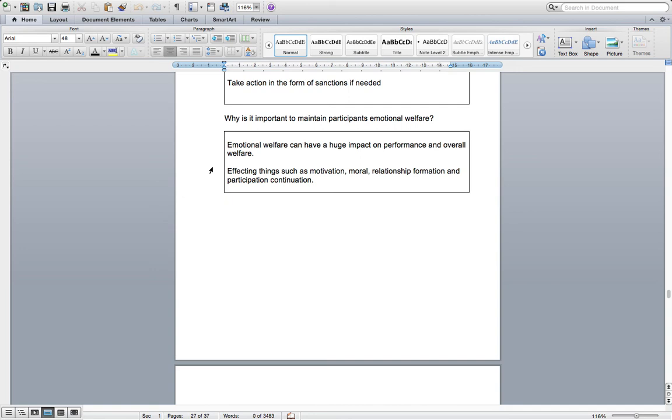Other things it can affect, which I've outlined there, is motivation. If people don't feel happy, the motivation goes down. Morale, the relationship formation with the group can be affected, so they might not form good relationships. And as we've said in the past, it's really good to have a good working environment, a good working atmosphere. And finally, we've got participation continuation. So if their emotional welfare dips and they're not happy, then they might not come back, they might not continue, they might not progress in their physical endeavours. Okay, so that's really important.